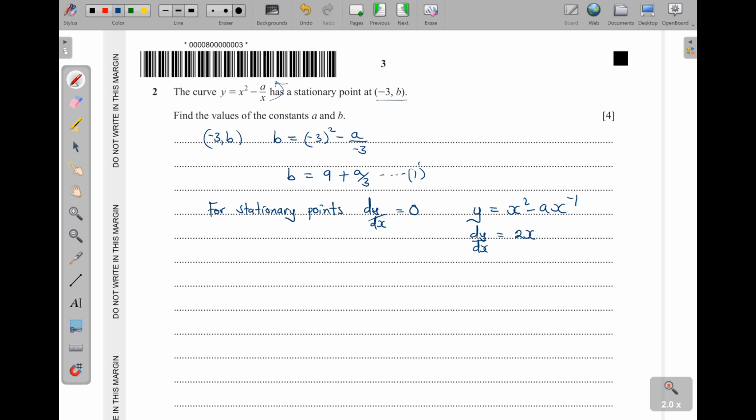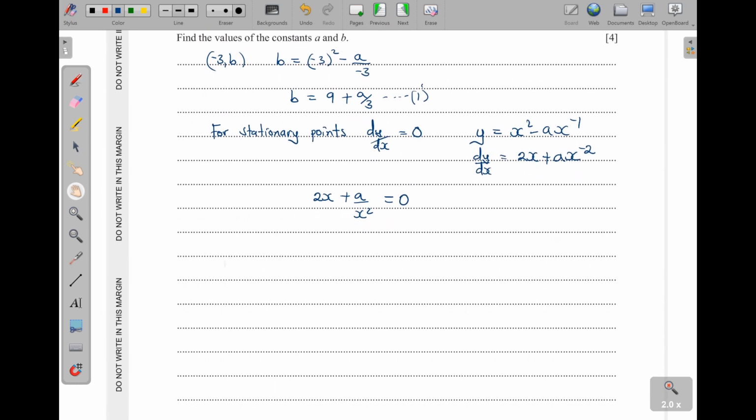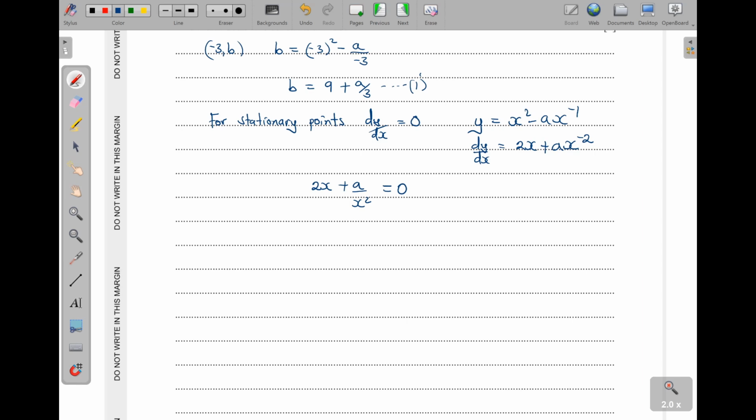So this is 2x. Then when you drop the negative 1, it will make this one a plus. So plus a, then x reduce negative 1 by 1, it will be a negative 2. Okay, so this therefore implies that I will have 2x plus a over x squared, then I equate it to 0. Now I'm supposed to solve this equation here. I can just multiply everywhere by x squared. So I'll get 2x cubed, then plus a, which is equal to 0.